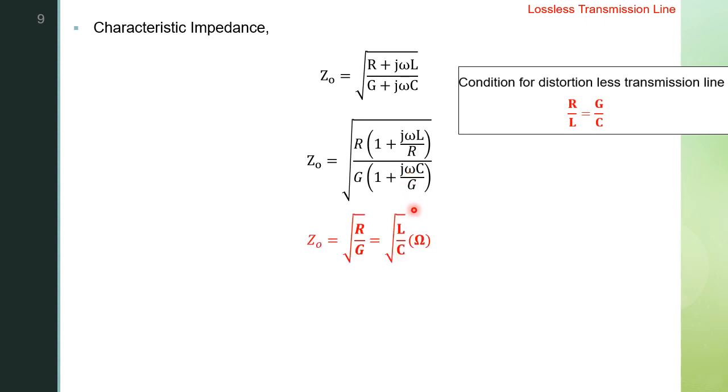So the value of Z0 reduces to root of R by G, and this R by G is again equal to L by C. So Z0 can also be expressed as root of L by C ohms. So the expression for characteristic impedance in the case of a distortionless transmission line is given by Z0 equal to root R by G, which is equal to root of L by C. And when you consider the velocity, it is again omega by beta, and you will get the same value, which is 1 by root LC meters per second. So the velocity remains the same whether it is a lossless transmission line or a distortionless transmission line.